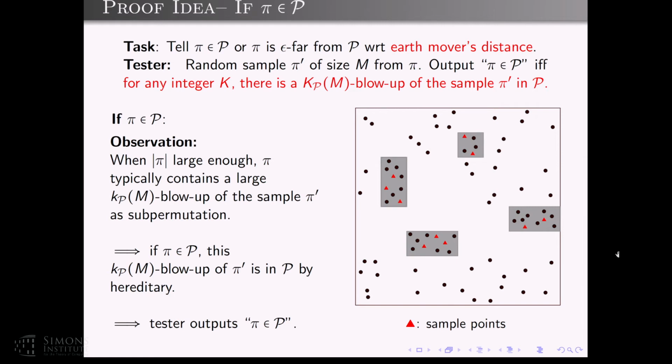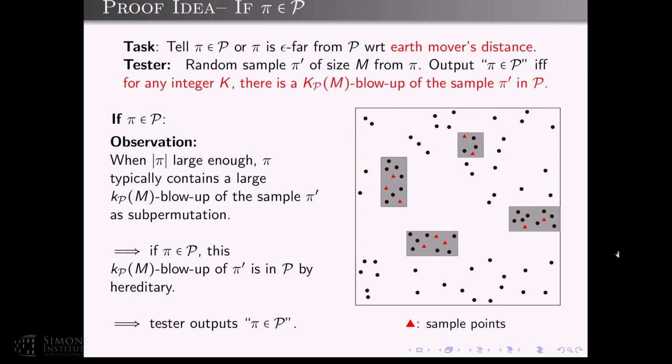So we need to check two cases. The first case, which is relatively easier, is when the permutation is in this property. Then we want our tester to output with decent probability that pi is in this property. A key observation for this part of the proof is that when the original permutation is large enough, then pi typically contains a large blow-up of the sample subpermutation. This observation has nothing to do with pi being in this property or not. It is a general observation that holds for any large permutation and its subpermutations. If we agree on this observation, then what does it mean? If my original permutation is in this property, then since the property is hereditary, this large blow-up of the sample is going to be in this property. And our tester will output pi is in this property, because this large blow-up of the sample is in this property by the description of the tester.